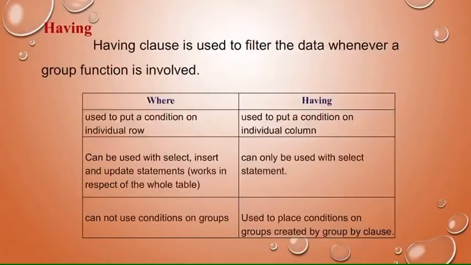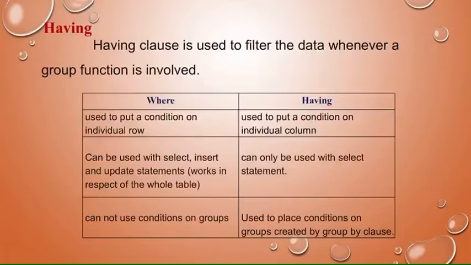Next is having clause. Having clause is used to filter the data whenever a group function is involved. That is, having clause is used to place conditions on groups. In general, we use the where clause to filter the rows. But whenever you are supposed to filter the group summaries, you have to use the having clause. So, having clause is used in combination with the group by clause.